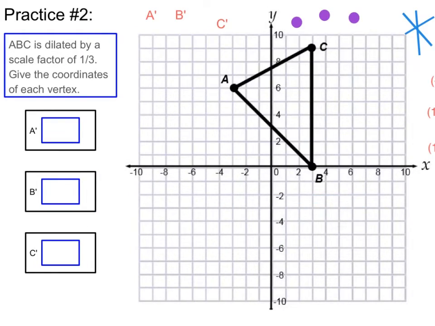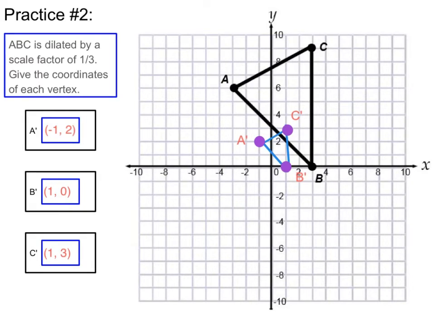Now taking a look at practice number 2, it tells us that ABC is dilated by a scale factor of 1/3. Give the coordinates of each vertex. Again, this is practice, but notice that you're multiplying by a scale factor that is less than 1. So make sure that you're being very careful with that. So go ahead and pause the video now, press play again to see if you are right.